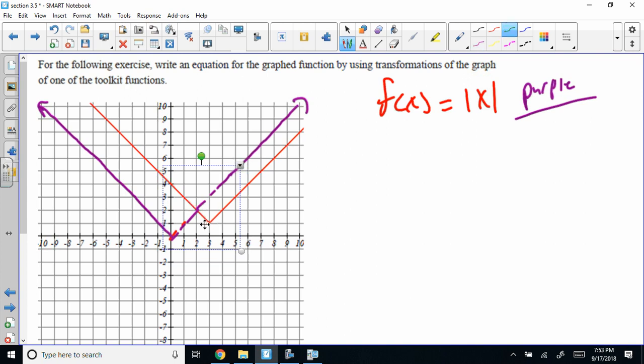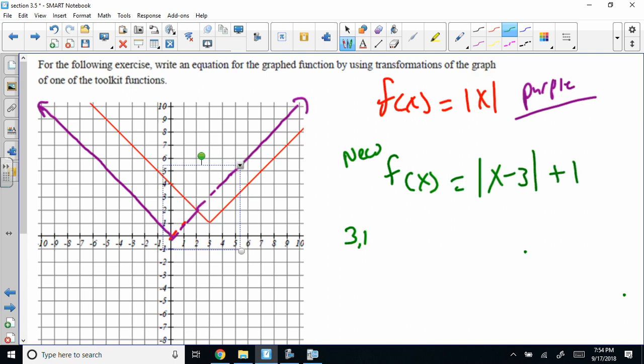Now, where's the reference point? Well, it's 3 comma what? 1, right? So it's been shifted to the right how many? 3, and up how many? 1. Okay, so the new one would be this. The new f of x is this. It is x shifted to the right, so you would think positive, but it is really a negative, and then you go plus 1. Done.